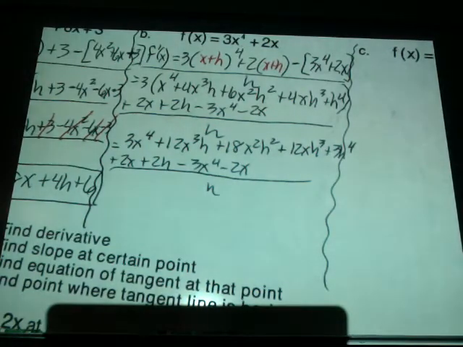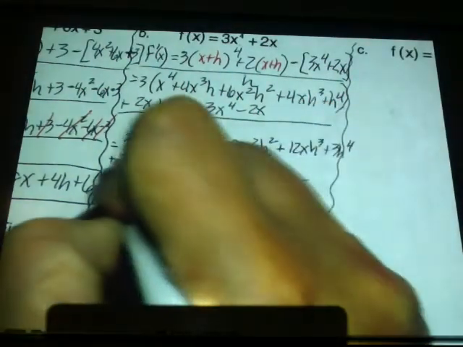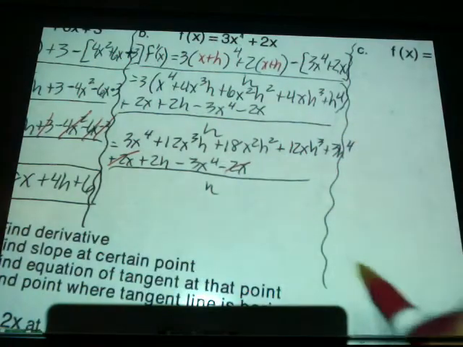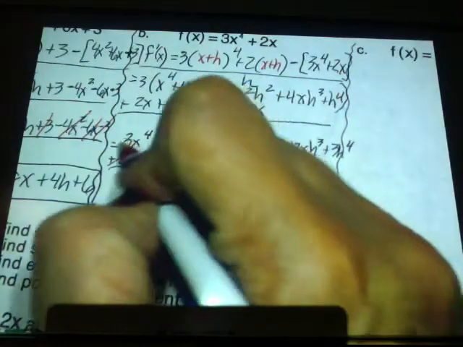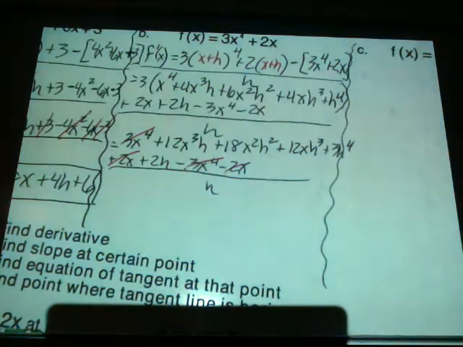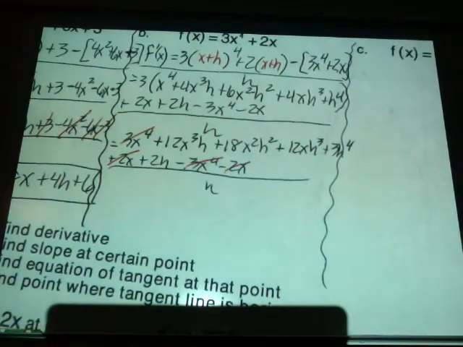Now I can start canceling. So what can cancel? 2x and 3x, the 3x to the 4th and 3x to the 4th. None of the h's, right? That's it. Am I right? Okay. So then we can factor out what in h?